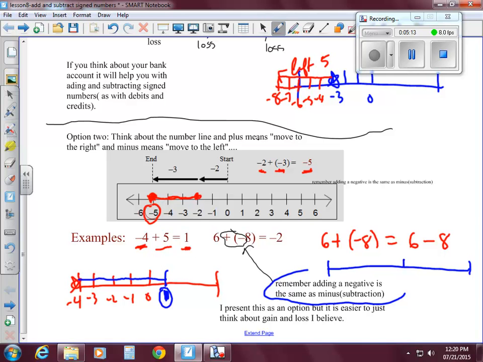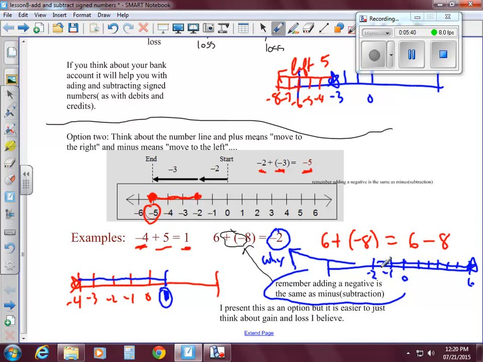If I'm standing at 6 on the number line, and then I add a loss of 8, it really means I'm minus 8. That means I go to the left 8: 1, 2, 3, 4, 5, 6, 7, 8. I'm going to end up down here at negative 2. So again, I could draw that out to visualize why I arrive at negative 2.